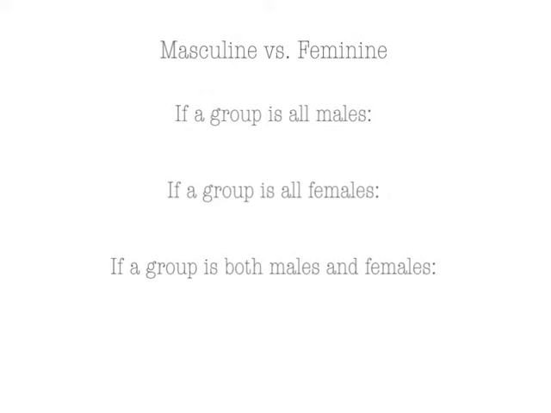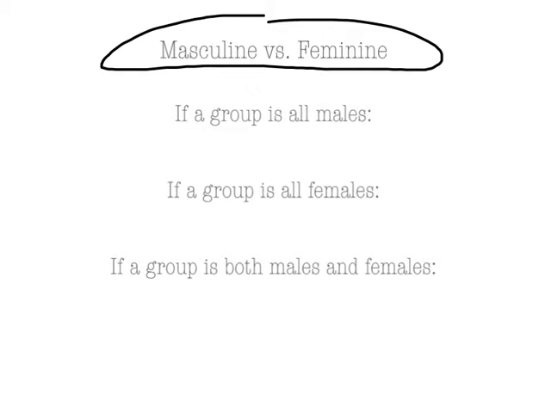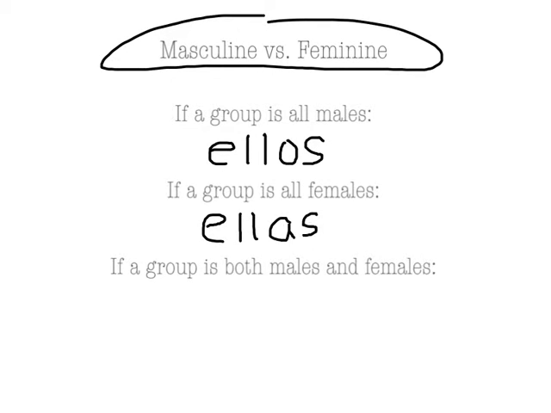The other thing that we need to talk about as we're going over our subject pronouns is masculine versus feminine. So if a group is all males, we're going to use ellos, they, but as males. If a group is all females, we're going to use ellas. This makes sense based on what you guys know, because we have the O and the S, just like we would use adjectives. However, here's where the catch is.